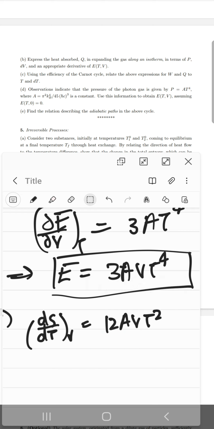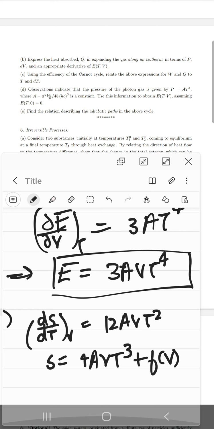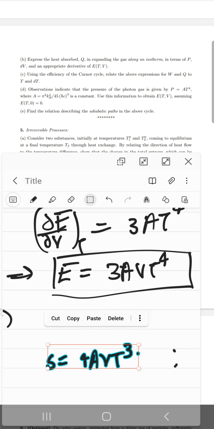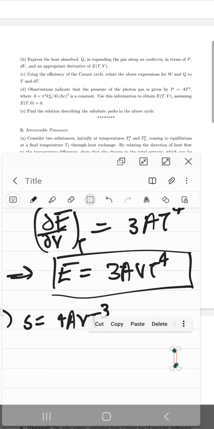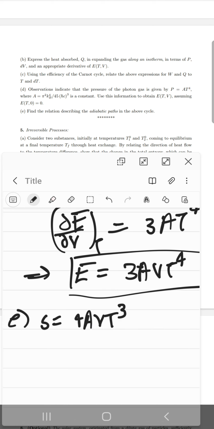And now we just integrate, right? So you get entropy as 4AV T^3 plus some function of the volume, because we integrated with respect to the temperature. Oh, but then we can apply the third law and say that at temperature equal to 0, entropy should be 0. So that essentially means that this function should not exist. So you just have this, in fact. So you got the entropy. Cool. This was the last question anyway, so that probably has to happen.